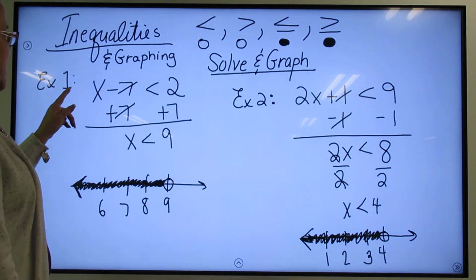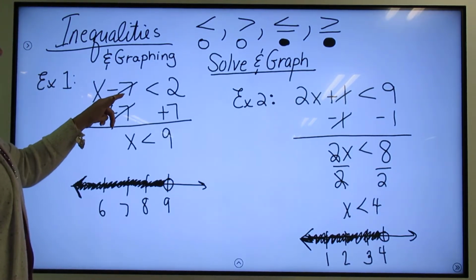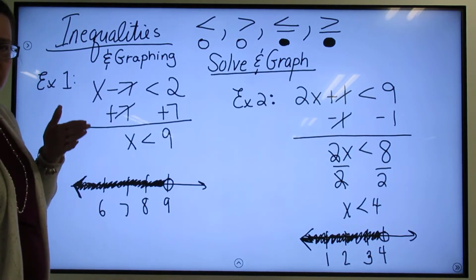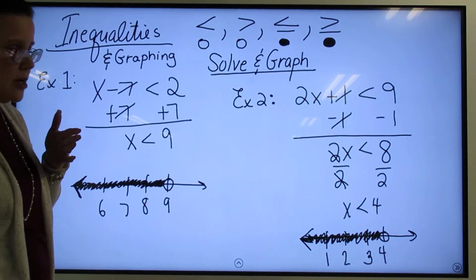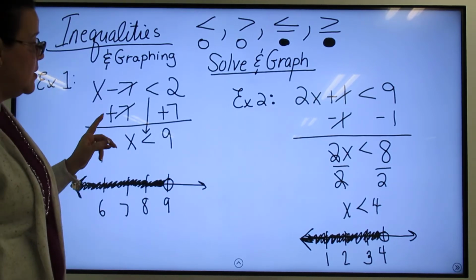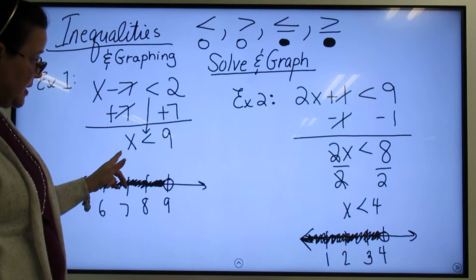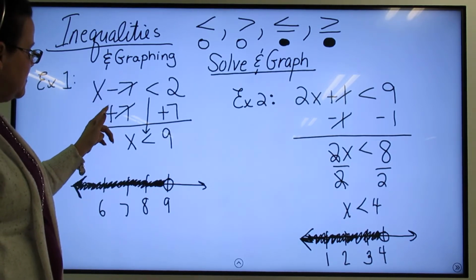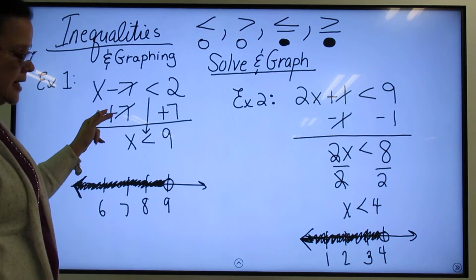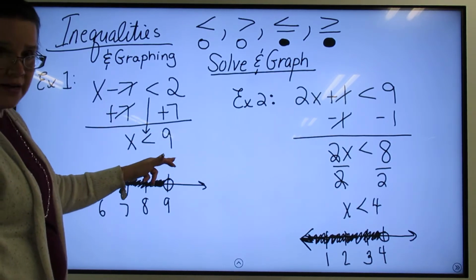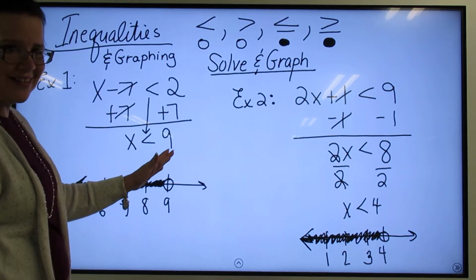Solve and graph. You have x minus 7 is less than 2. Again, solve them just like an equation. Just drop down the inequality sign when it is a positive x for the answer. It's plus 7 on each side. Cancel out the 7s. x is less than 9. That means any number less than 9.